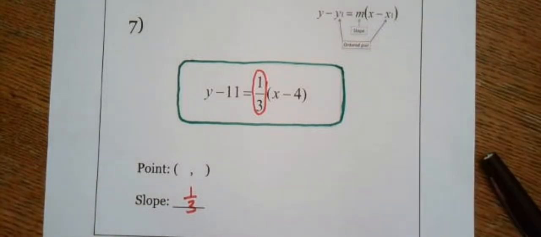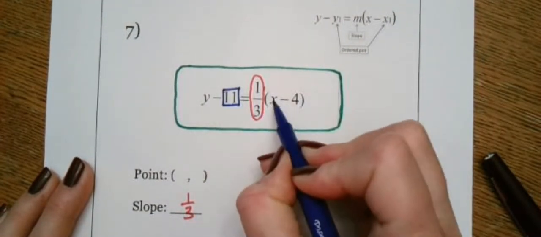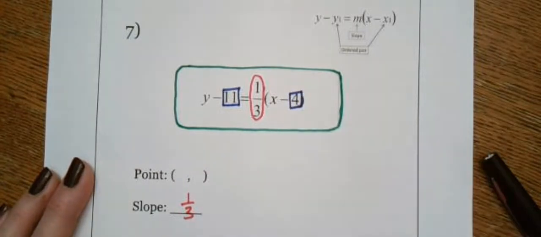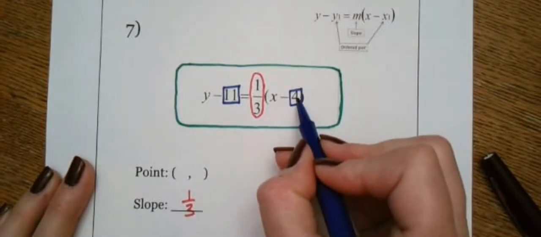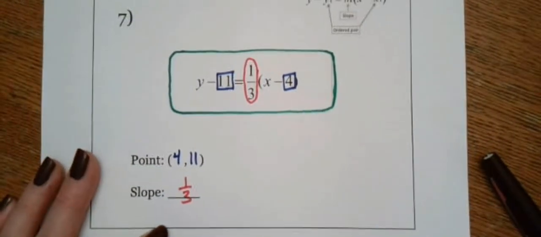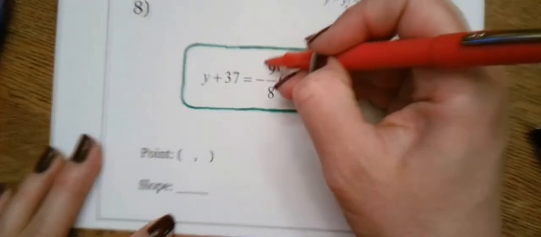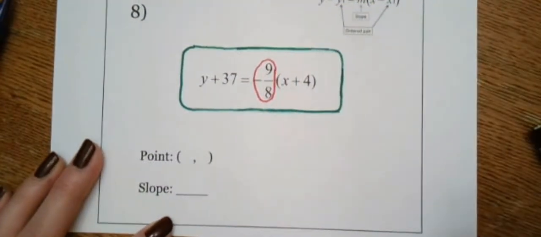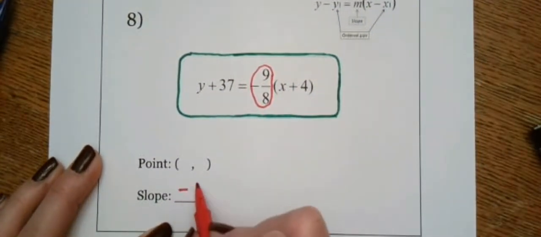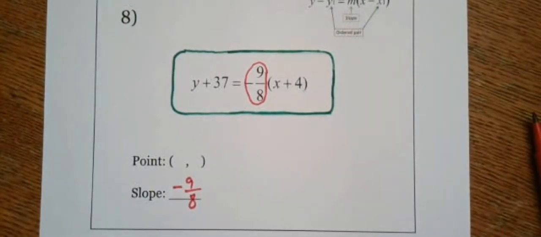A little bit more challenging to pick out is the point. Remember, this is y minus the y coordinate, x minus the x coordinate. So the point, the x coordinate would be 4, and the y coordinate would be 11. And there's the point. Okay, this one wasn't too bad. But what happens when we look at this one? Again, the slope isn't so bad. Slope's right there after the equal sign. So that's -9/8.